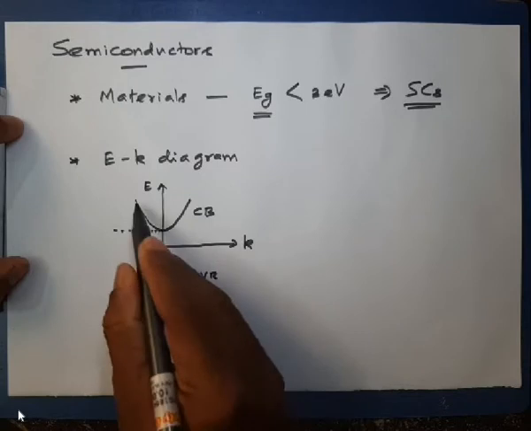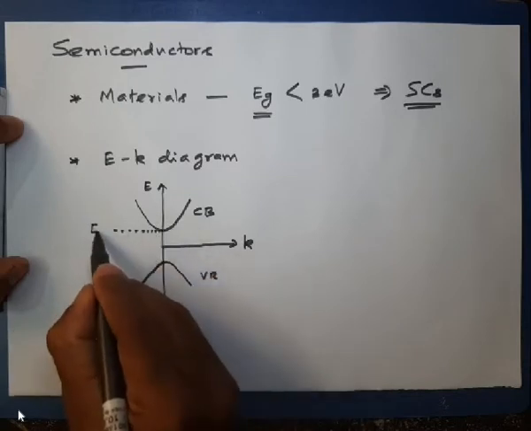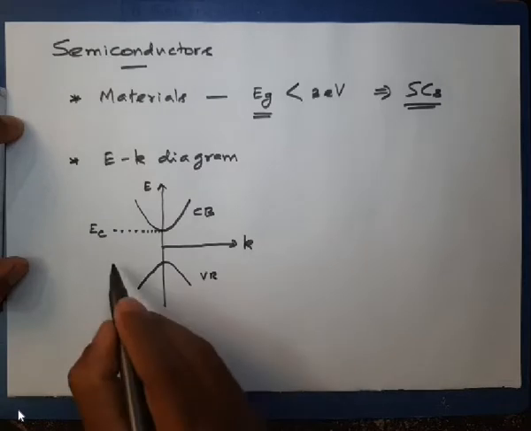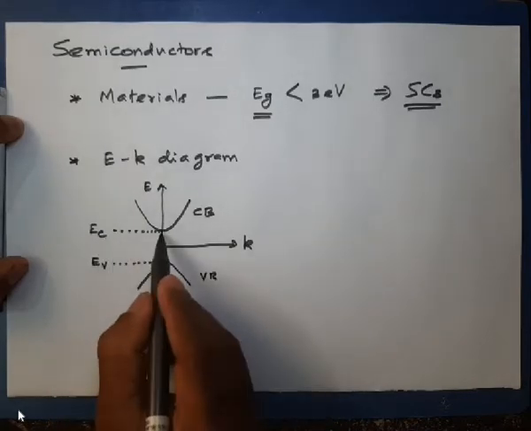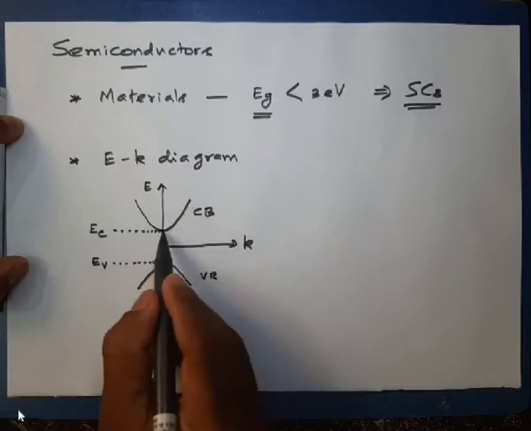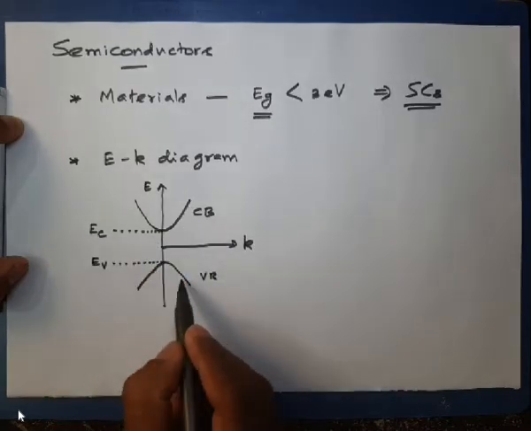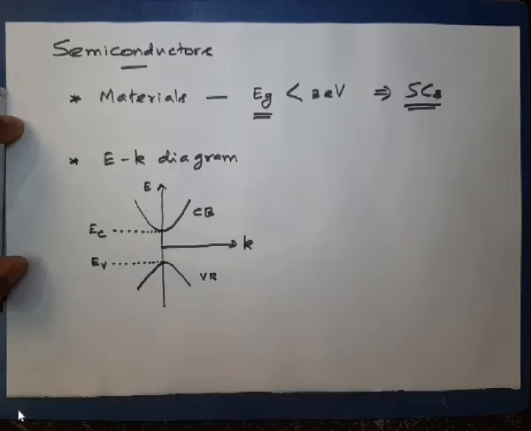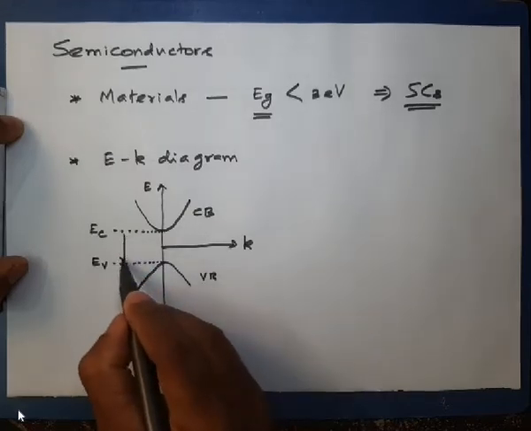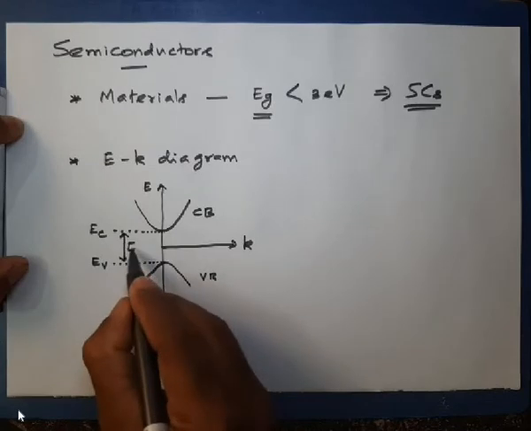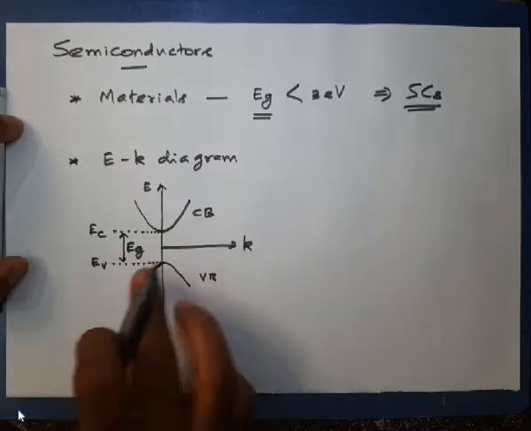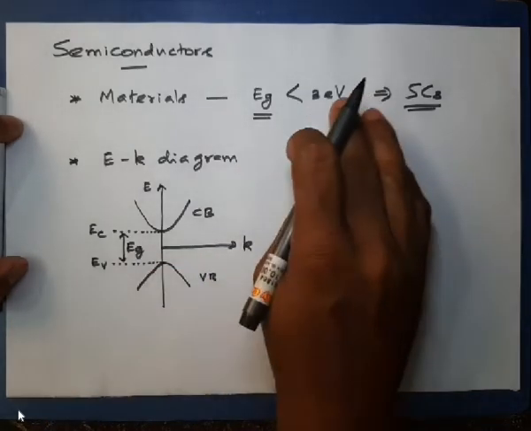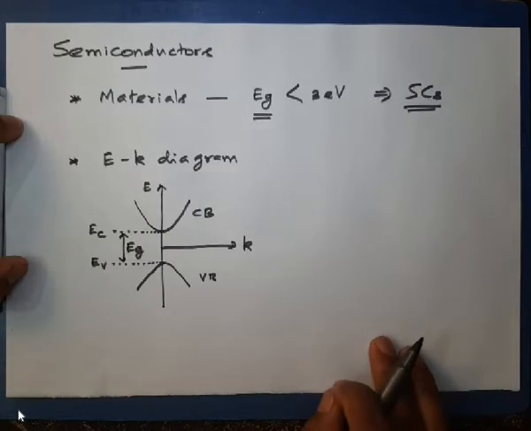of the conduction band. The bottom of the conduction band is represented as EC, and the energy corresponding to the top of the valence band is represented as EV. So EC is the energy corresponding to the bottom of the conduction band, and EV corresponds to the energy of the top of the valence band. The energy difference between these two is what we call the band gap, EG. So for a material, if the band gap is less than 3 electron volt, we call those materials semiconductors.